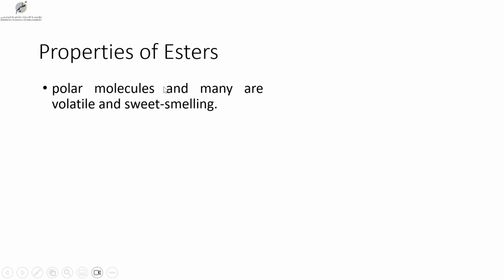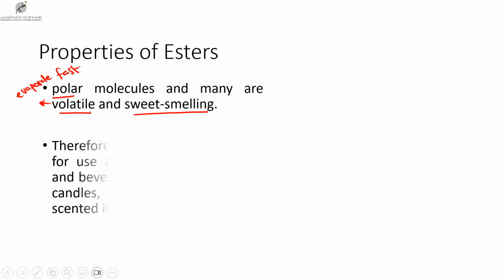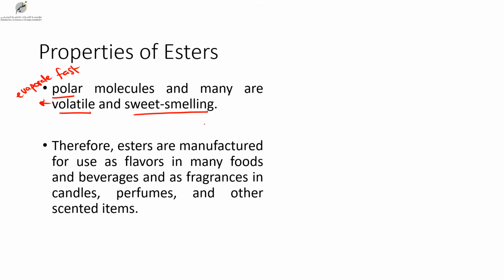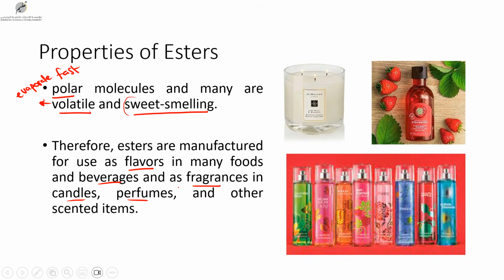Now, what are the properties of esters? They are polar, and they are volatile, and they are sweet smelling. Volatile means they evaporate fast, they evaporate easily or quickly. Therefore esters, because they are sweet smelling, are used as flavors in beverages, as fragrances, or scent for candles, for perfumes, and so many other things. Okay, so esters are used there.